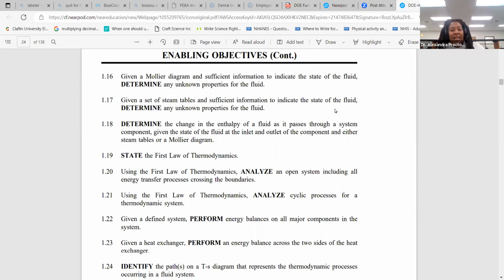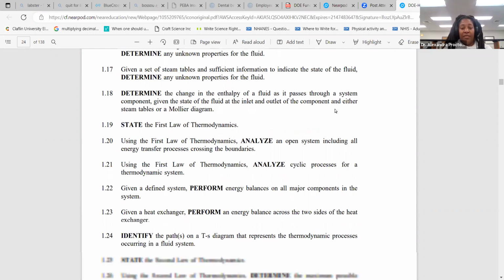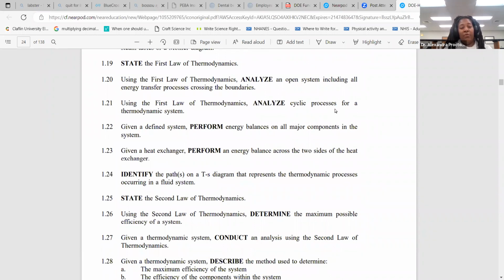And then, given a heat exchanger, we're going to perform energy balance across two sides of the heat exchanger. Then we're going to identify the paths on this temperature entropy diagram, or T-S diagram, that represents thermodynamic processes occurring in a fluid system. Then we're going to go through and state the second law of thermodynamics, and then determine the maximum possible efficiency of the system.